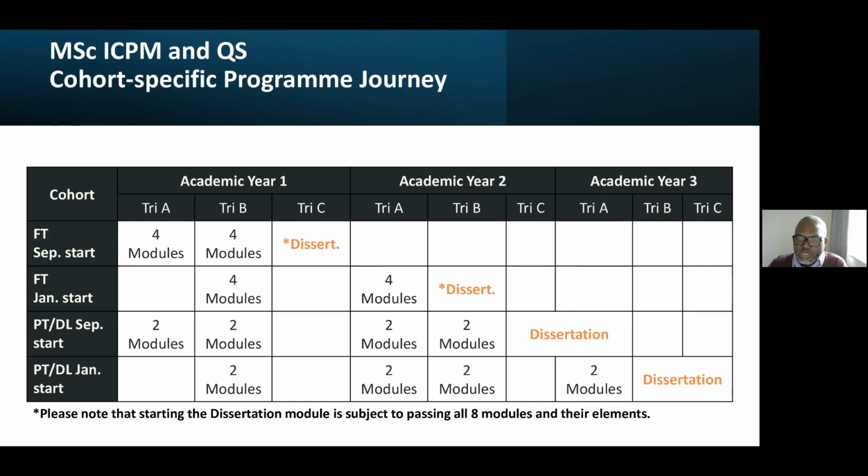So basically, in trimester A, you would complete 60 credits. In trimester B, you complete 60 credits. And in trimester C, the dissertation is 60 credit units. So overall, for your full-time program that you start in September, you would have accumulated 180 credit units to have an MSc. If you're starting up in January, that is the one we tag as the Tri-B.